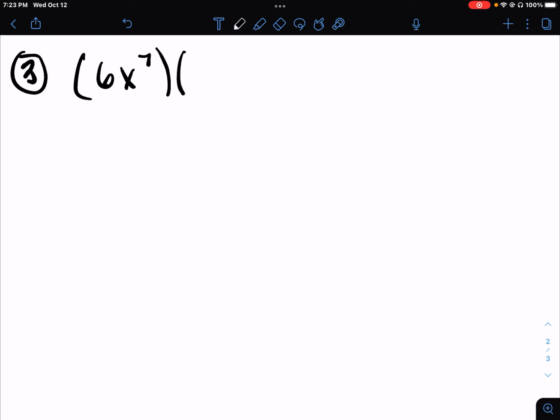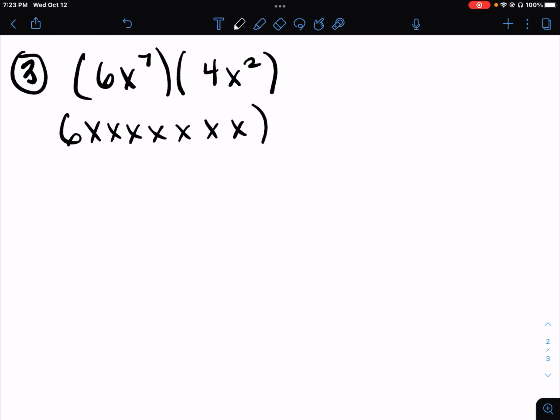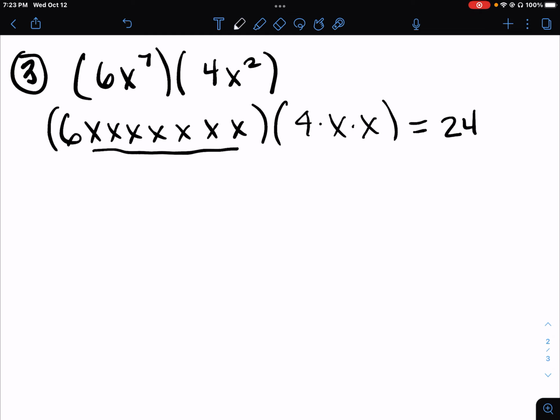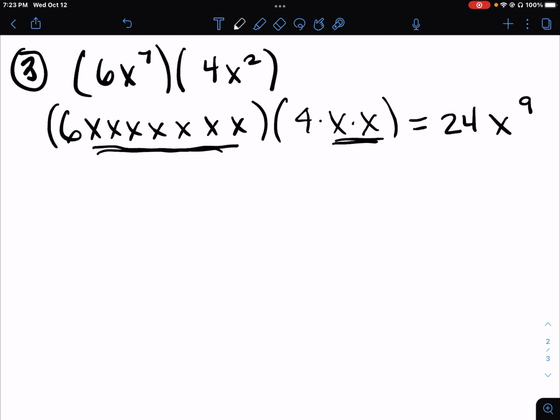Now multiplication. 6x to the 7 means 6 times a bunch of x's. 4x squared, 4 times x times x. 6 times 4 is 24. There's 7 here, plus 2 more makes 9. Okay, you add those exponents because you have 7 plus 2 more.